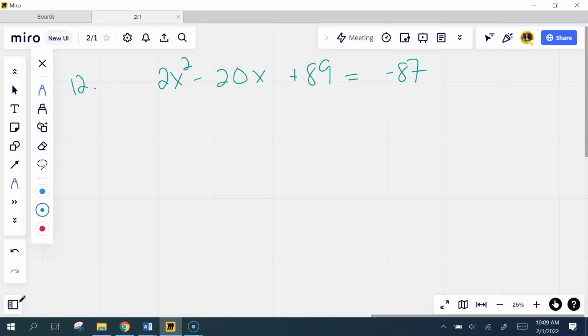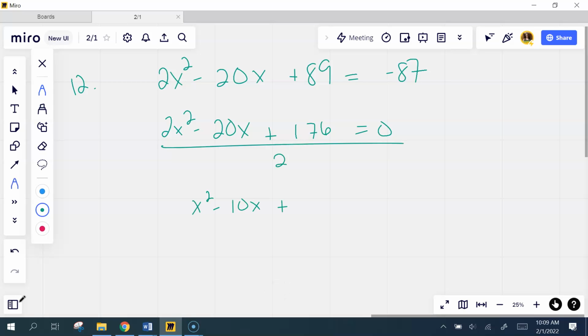I'm going to go ahead and make this equal 0. So I'm going to add 87 to both sides. 2x squared, just because there's multiple constants here. 16 here is 176. Is that right? What y'all got? Everybody gets divided by 2. So I have x squared minus 10x plus 84.